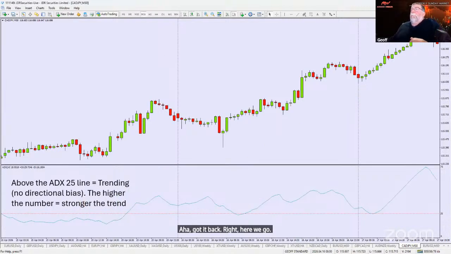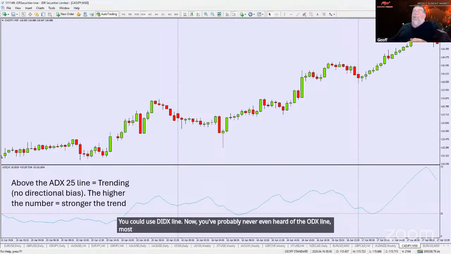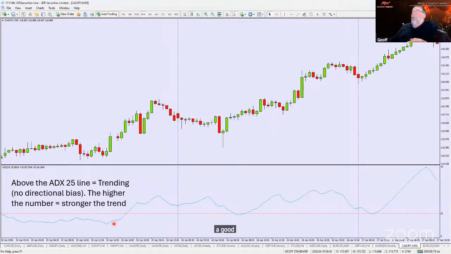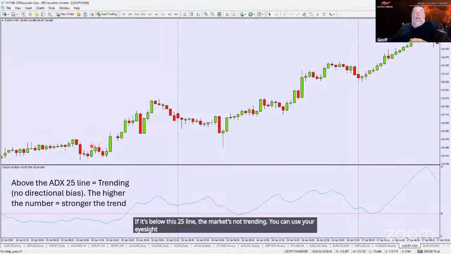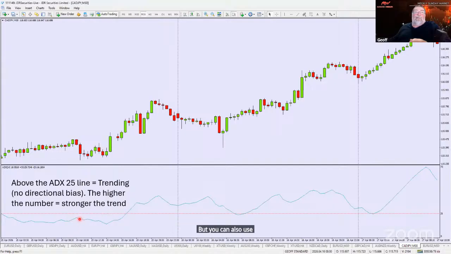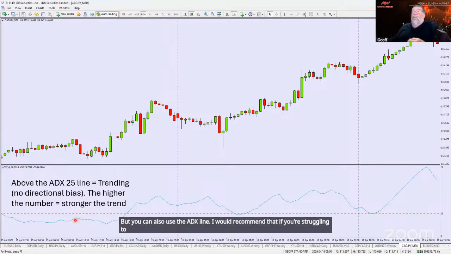You could use the ADX line. Now, you've probably never even heard of the ADX line, most of you, but this will give you a good idea if the market's trending or not. If it's above this 25 line, then the market's trending. If it's below this 25 line, the market's not trending. You can use your eyesight, of course, but you can also use the ADX line. I would recommend that if you're struggling to depict whether you've got a trend or a range.